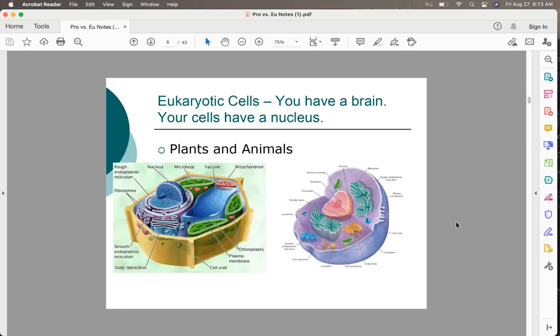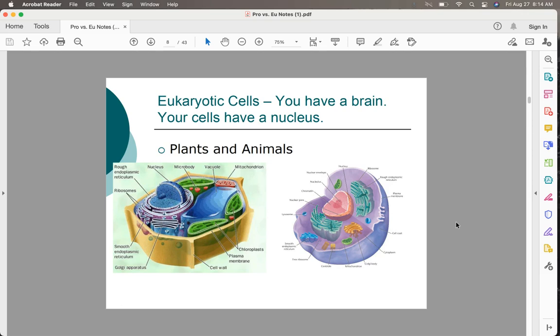rigid in shape, and that's to help plants stand up, right? Our animal cells are more spherical. They're more like circles if you were to draw them on a piece of paper. But you'll notice some similarities. Like I said, you'll notice that they both have a nucleus. They both have a cell membrane. They have ribosomes. They have mitochondria. Okay, so you can look at the pictures here and see some similarities between our plant and animal cells.